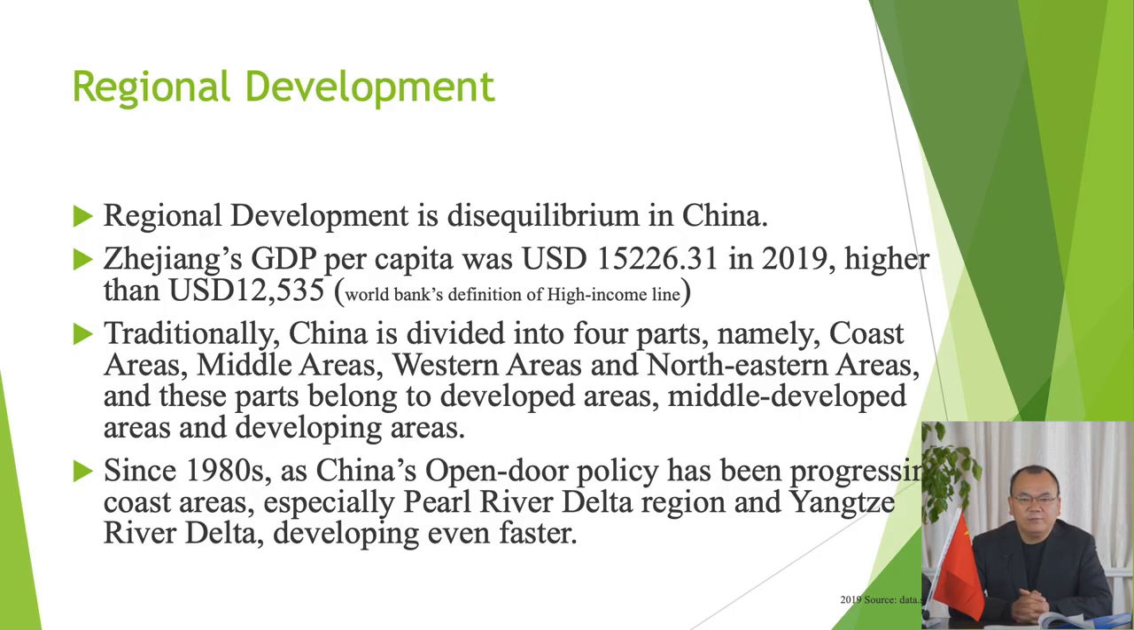Since the 1980s, as China's open door policy has been progressing, especially the coast areas, especially the Pearl River Delta region and Yangtze River Delta region, developed even faster. Zhejiang is located in the Yangtze River Delta area.